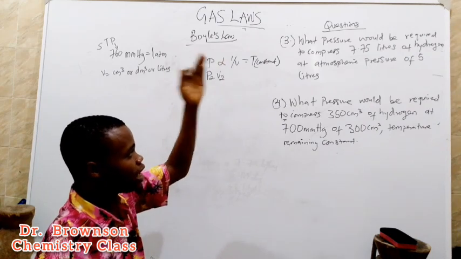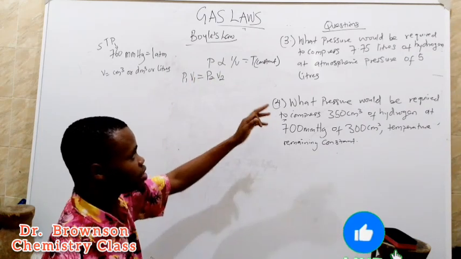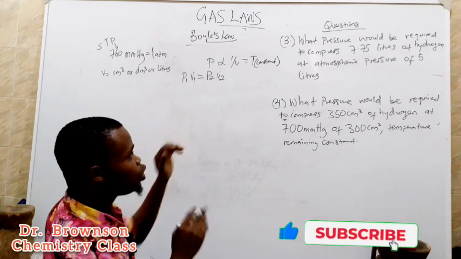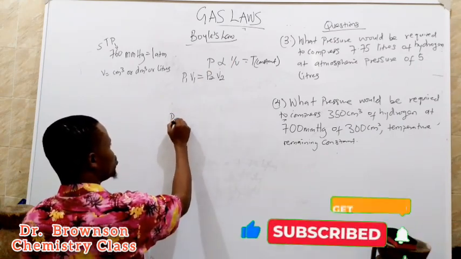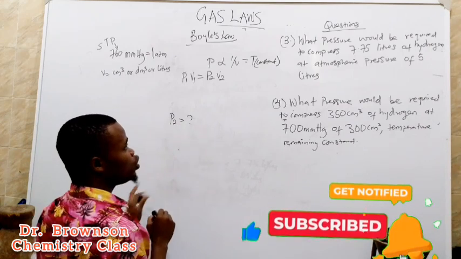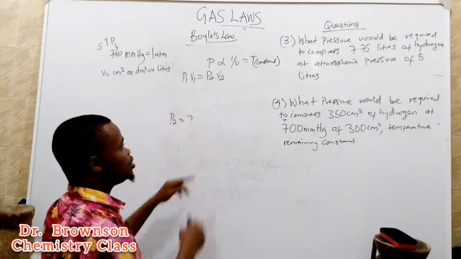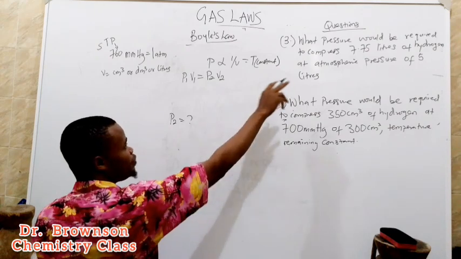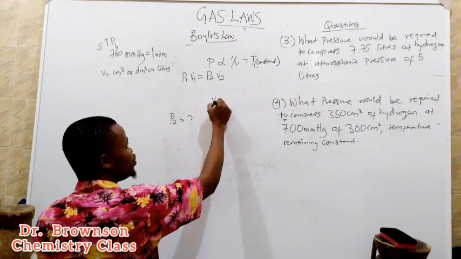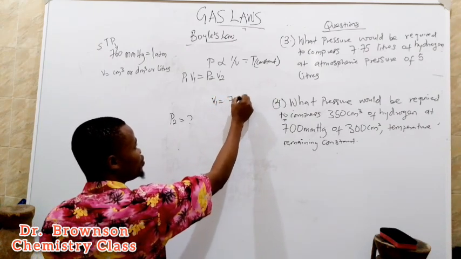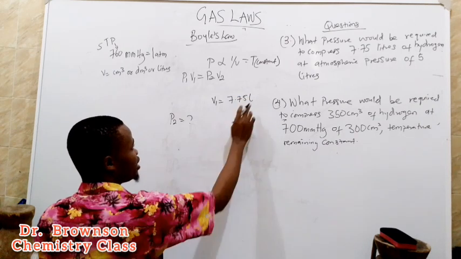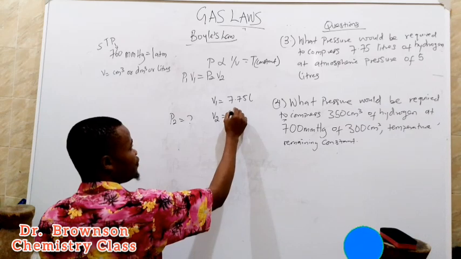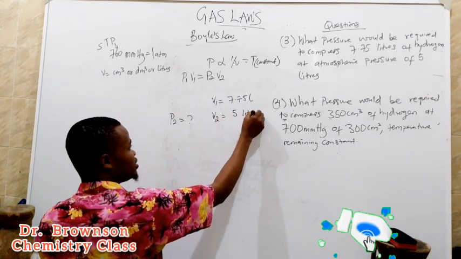Now, solving this question: what pressure would be required to compress 7.75 liters of hydrogen at atmospheric pressure of 5 liters? The pressure required becomes your P2. So the 7.75 liters becomes your V1, and then your V2 becomes 5 liters.